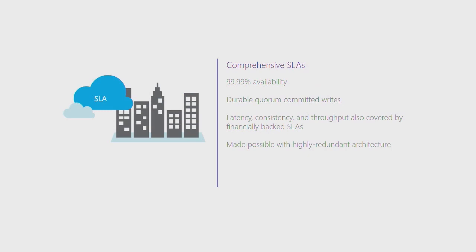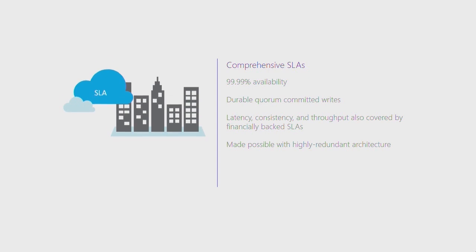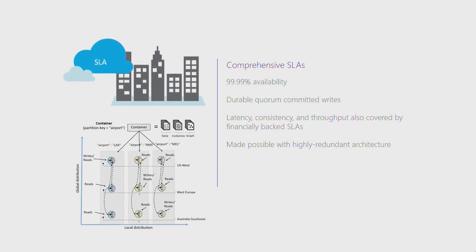So you get all of the awesome capabilities that I just mentioned as a fully managed service. We offer 4 nines of availability in terms of the most common SLA that people understand, which is the uptime SLA. And on top of this, we make sure that every time a write comes in, it's actually durably committed across a number of replicas. And we give you comprehensive SLAs. We're the first cloud service to then also financially back the characteristics around latency, consistency, and throughput. This is made possible by the fact that we run on a highly redundant architecture in which your data is actually distributed and replicated both within a region as well as across regions.